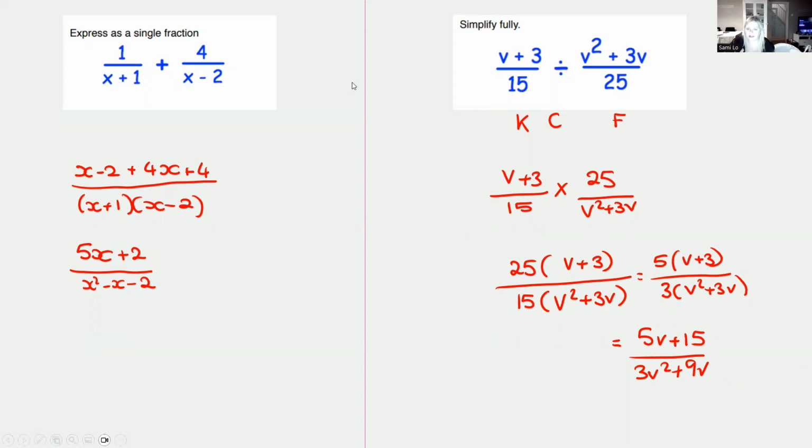That's just obviously one method. There is more than one method to do this. You could have expanded out and then simplified. I just find it easier to do it that way. But good luck.